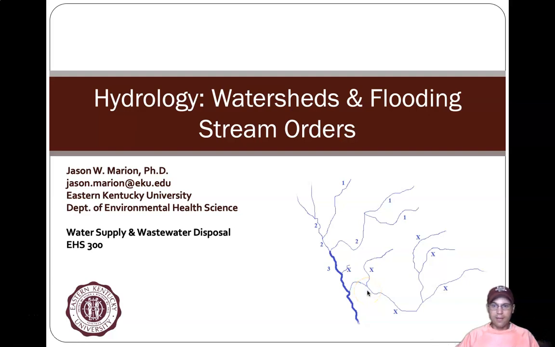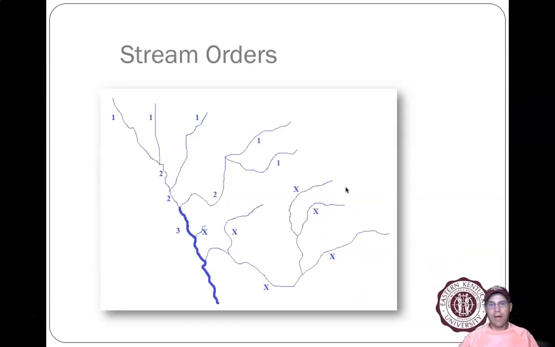Okay, so getting into actually doing the stream ordering task, you're going to be asked to figure out why this is a second order stream, why it's a first order stream, and you're going to learn that terminology of first order, second order, third order stream. So how do we do this type of thing?